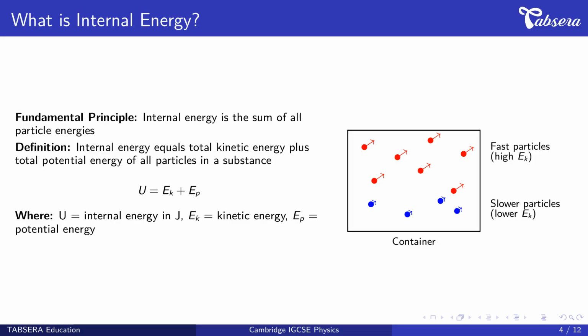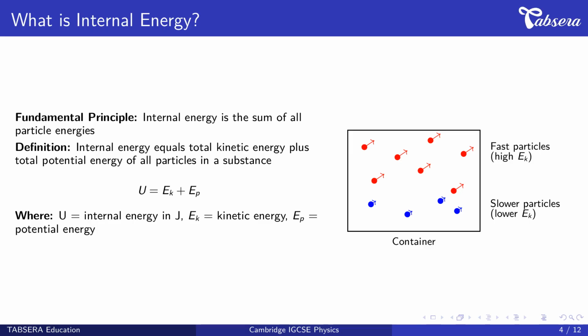Let's explore our first core concept. What is internal energy? The fundamental principle states that internal energy is the sum of all particle energies within a substance. This means every single atom or molecule contributes to the total. The definition is: internal energy equals total kinetic energy plus total potential energy of all particles in a substance. Mathematically, we express this as U = EK + EP, where U represents internal energy, measured in joules, EK represents the total kinetic energy from particle motion, and EP represents the total potential energy from particle interactions.